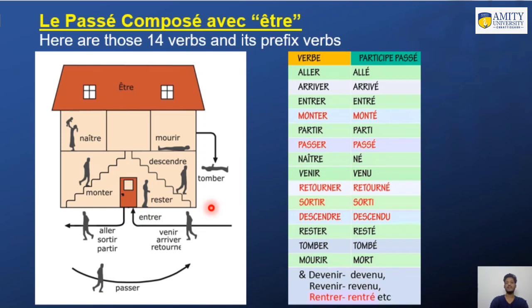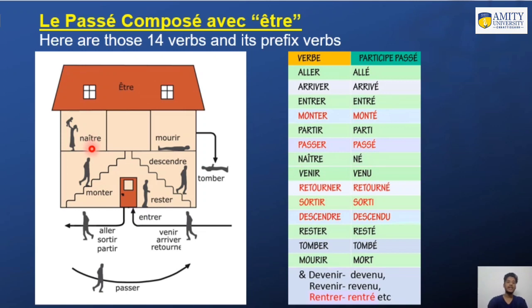We always don't stay. We go out. So for going there are 3 verbs. Aller, to go. Sortir, to go out. Partir, to leave. And for coming there are 3 verbs. Venir, to come. Arriver, to arrive. Retourner, to return. We enter through the door. So entrer. Sometimes we don't go into the house, but we go in front of the house. So passer. So you can see here.